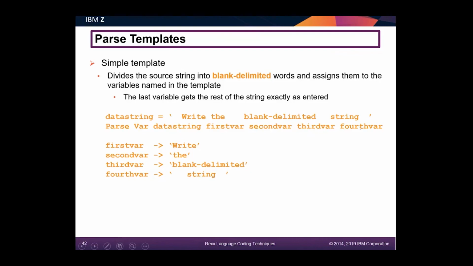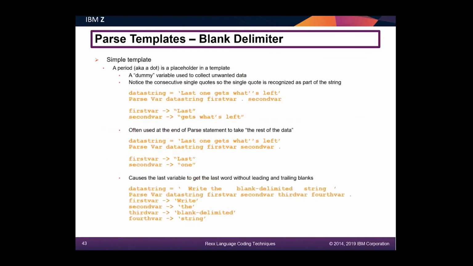And that's because the rule in Rexx is the last variable in your parse statement gets everything that's left if there is anything. And it doesn't do any more parsing. So what that means is it does not actually parse the fourth word here, and you get just whatever's left of the string. So it's not cleaned up. We'll talk about how to clean it up in the next slide. So what happens when I get myself in this situation? How do I get that cleaned up? Well, there's something called a period or a dot that you can use as a placeholder in your parse statement.